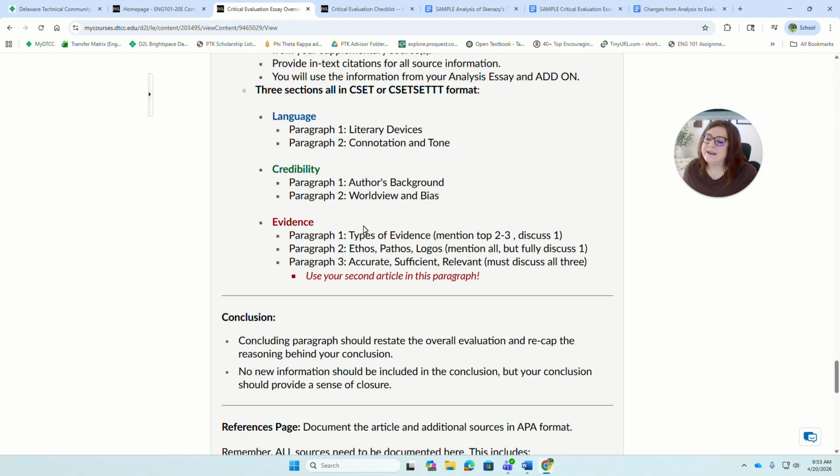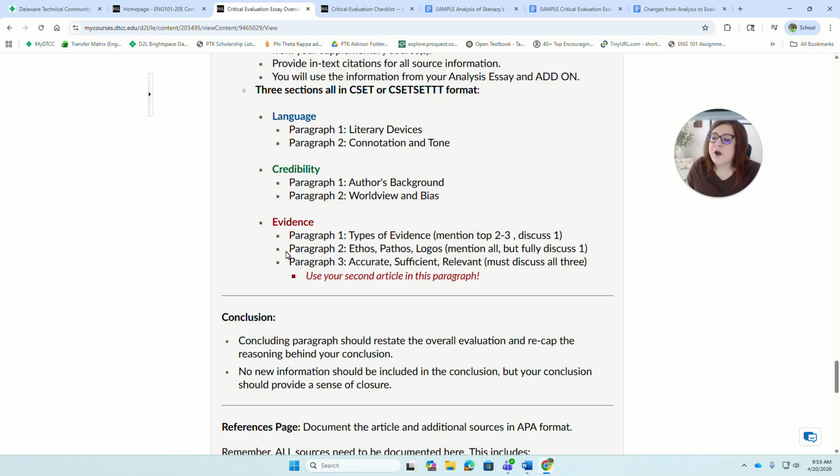Now, in the evidence, this looks a little blown up too. We already know that we've done one paragraph on types of evidence where you mention the top 3 and fully discussed the main kind of evidence that the author used. Now we're adding on 2 additional paragraphs, okay?